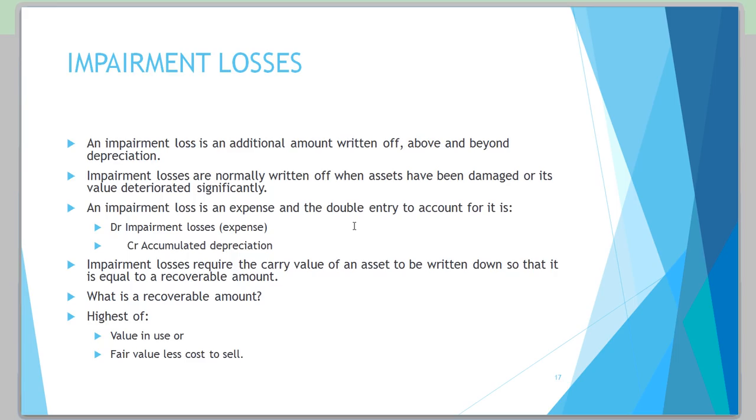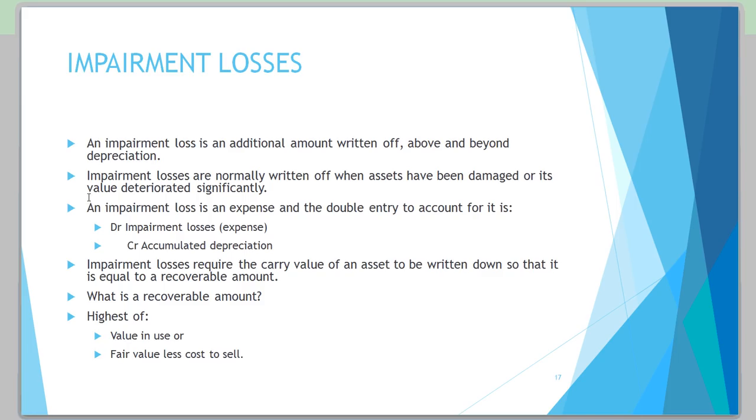So an impairment loss is an additional amount that's written off above and beyond depreciation. Impairment losses are normally written off when assets have been damaged or when the value has deteriorated significantly. So when will the value deteriorate? For example, with technology, we often see that there are new computers and new machinery, so then your asset is worth less due to technological advancement.